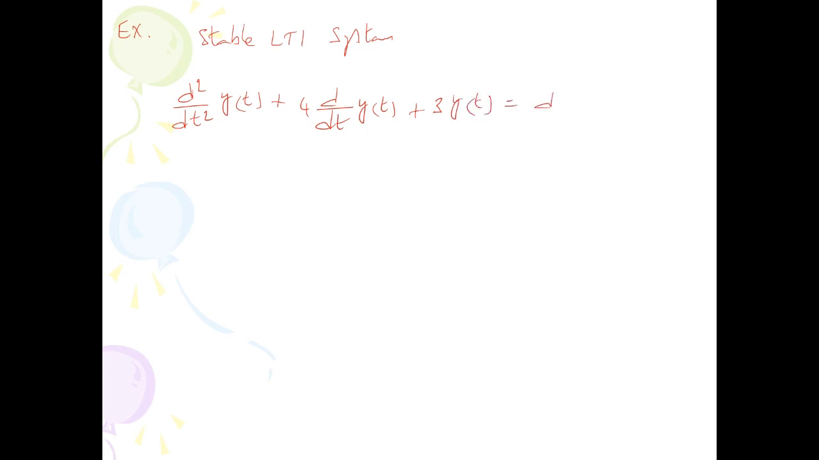Consider another example. Consider a stable LTI system characterized by its differential equation: d square by dt square of y of t plus 4 into d by dt of y of t plus 3 into y of t is equal to d by dt of x of t plus 2 into x of t. Find out the impulse response.